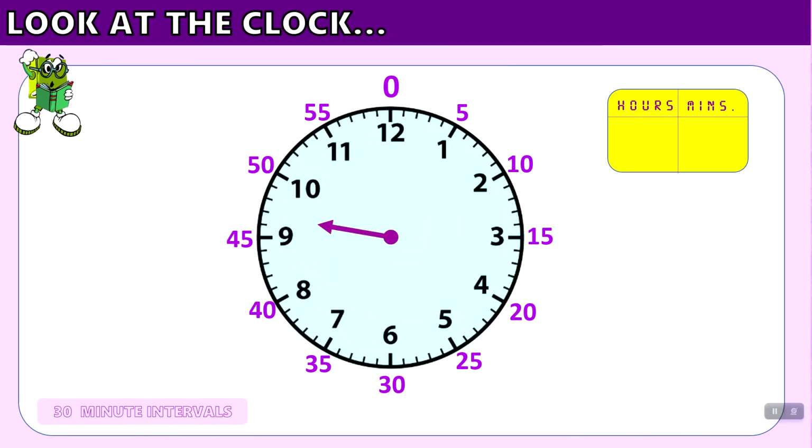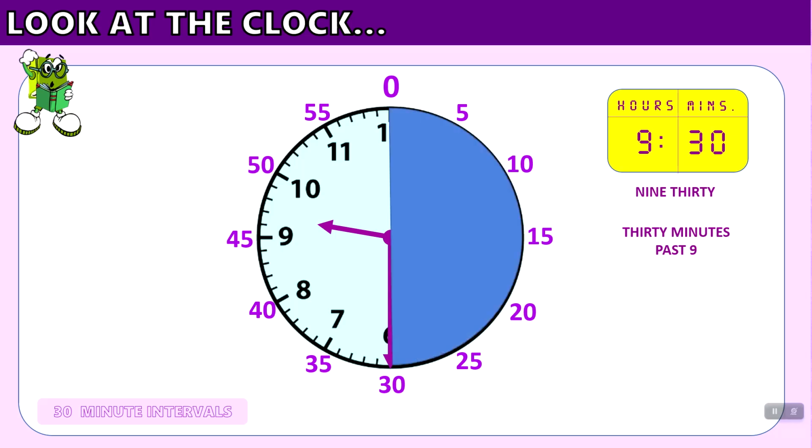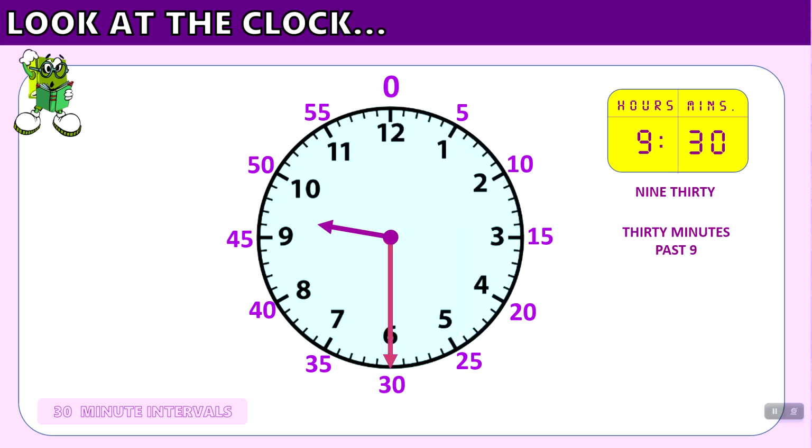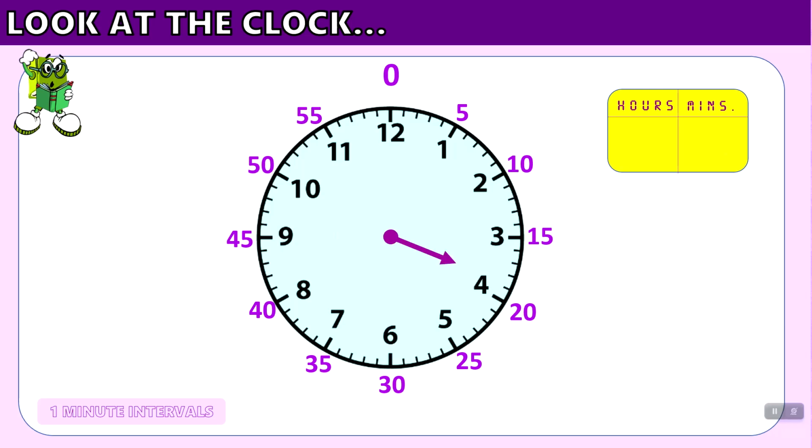How about this? The shorthand is between the 9 and the 10, so we know it is 9 something. The longhand is on the big 6, which represents 30 minutes. So it is 9:30, or 30 minutes past 9. Remember, this is half a clock, and because the longhand is on 30, we can say this is half past 9.